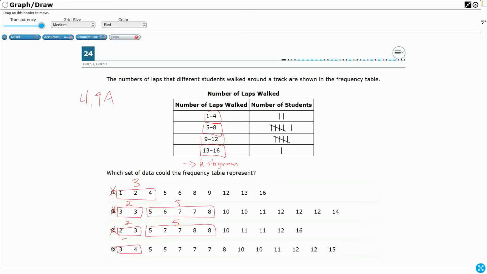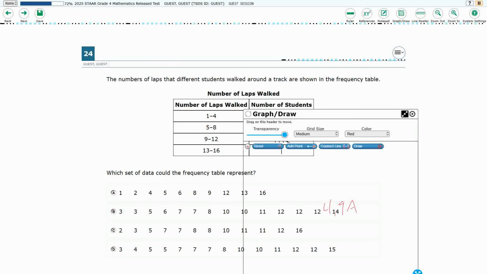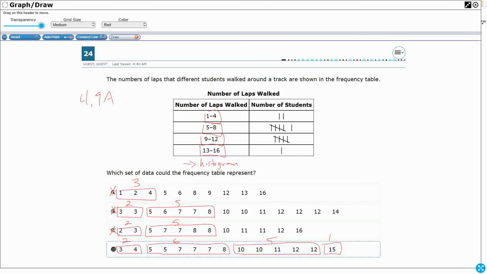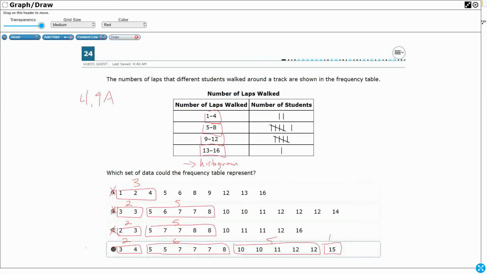I've got 2 right here. 1, 2, 3, 4, 5, 6. Okay. And I need 1, 2, 3, 4, 5 in the 9 to 12. And then I've got my 1 right there. So that's the only one that matches D. And that's one way that we could use to solve it. How did we do? Well, 48% of our students got this correct.